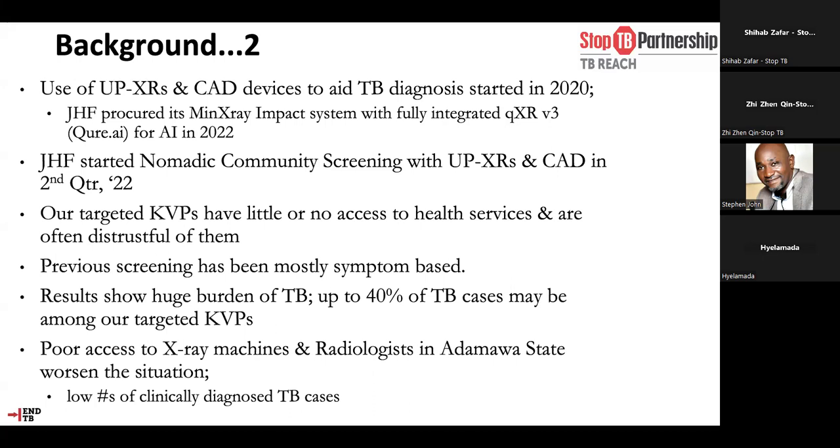Previous screenings have been mostly symptom-based, as most of us know already, and the results achieved over time show that up to 40% of TB cases may be among these key and vulnerable populations, especially the nomadic pastoralists. Poor access to chest X-ray machines and radiologists is also a huge problem in the states that we operate in, and the situation worsens because this is linked to the diagnosis of clinically diagnosed TB cases. Without X-ray, then we have problems.